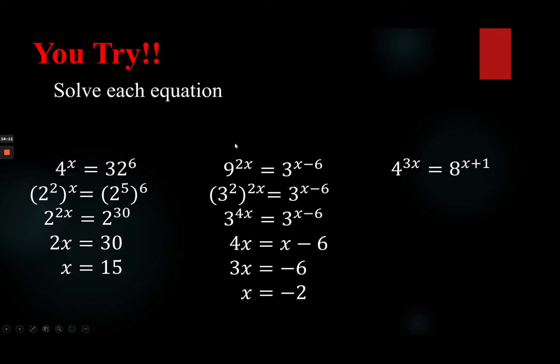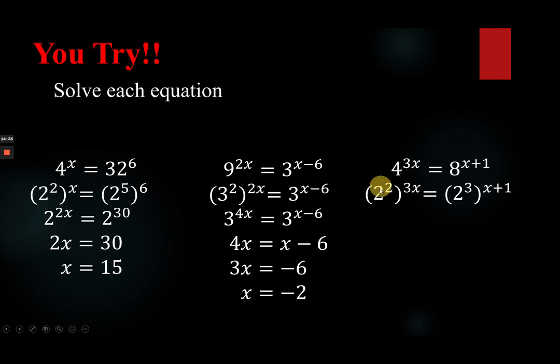Let's have the last example on this page. You have 4 raised to 3x is equal to 8 raised to x plus 1. So it's going to be the same here. 2 squared is 4. 2 cubed is 8. We cannot have 4 squared because 4 squared is 16, so it's not possible. So our common base will be 2.